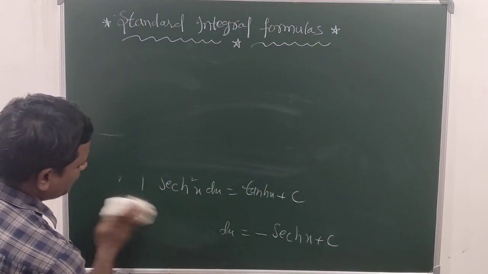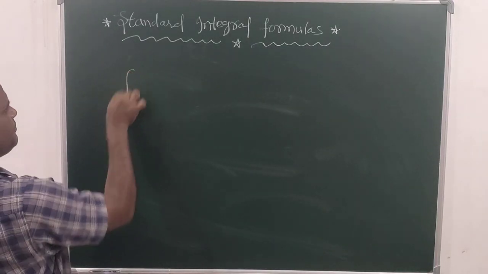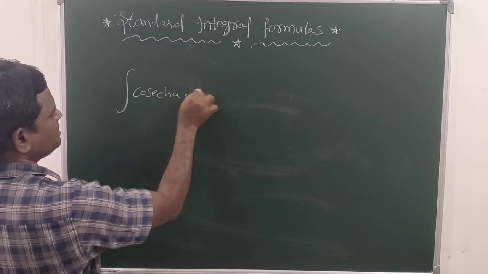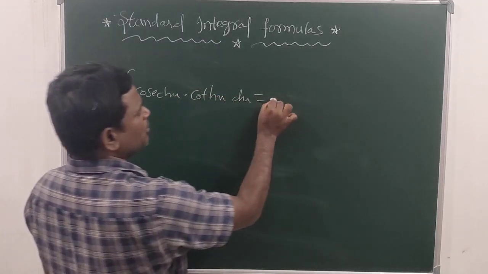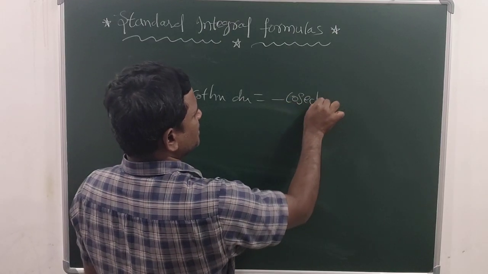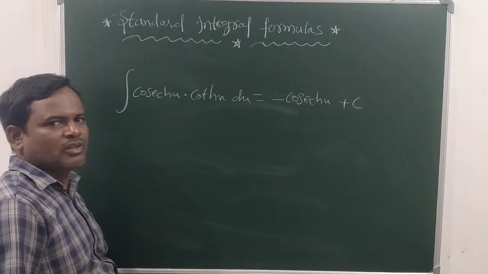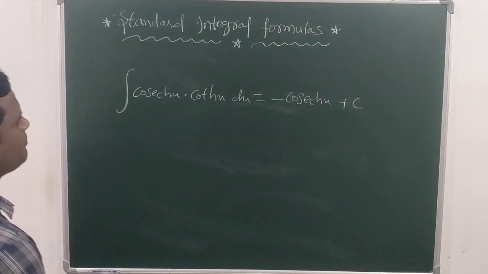Next, integral of cosech x into coth x dx, which is equal to minus cosech x plus c. Minus cosech x plus c.